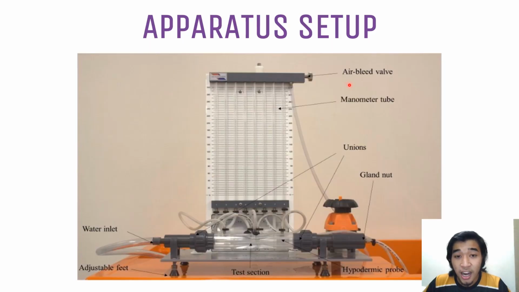So this is how all the apparatus will be set. We can see at the top the air bleed valve, and then we have the manometer tube, unions, and then gland nut, hypodermic probe, test section, adjustable feet, and water inlet.